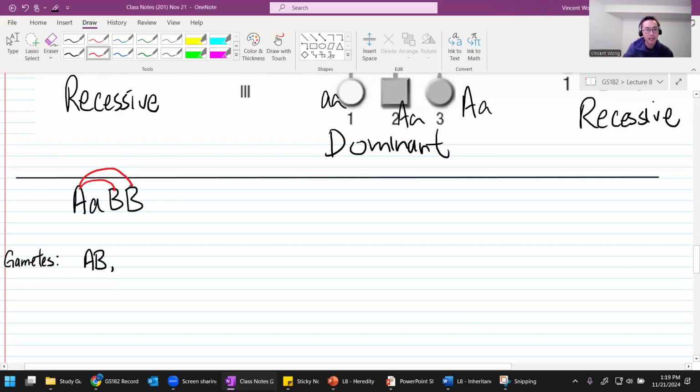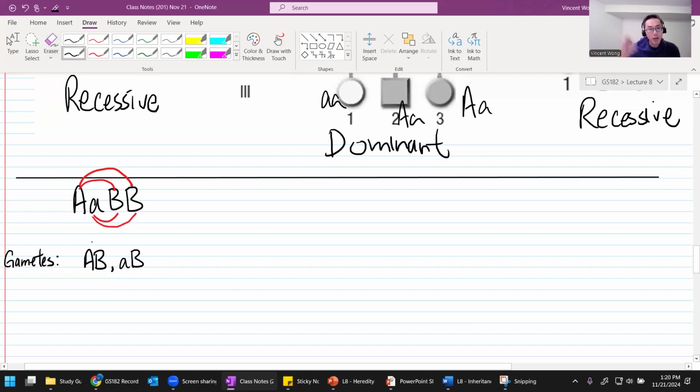And then big A can pair up with the other big B, but it's the same gamete, so I'm not going to write it again. Small a can pair up with the big B, and same thing, small a can pair up with the other big B. It's the same gamete, so I don't have to write it twice. So this person will produce two kinds of gametes: big A, big B, or small a, big B.